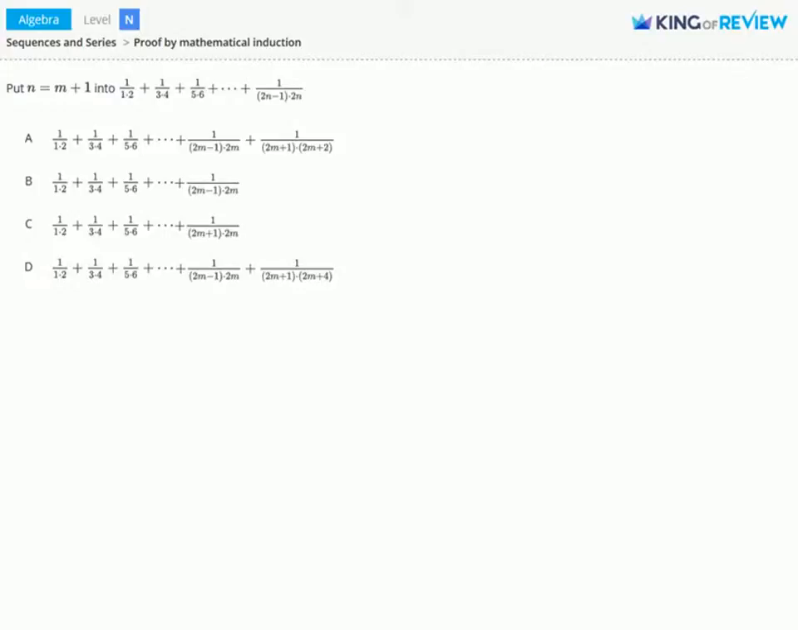Put n equals m plus 1 into the following series here. So let's look at the first few terms of this series. We have 1 over 1 times 2 plus 1 over 3 times 4 plus 1 over 5 times 6, and the series continues. But what do we see with these first three terms?